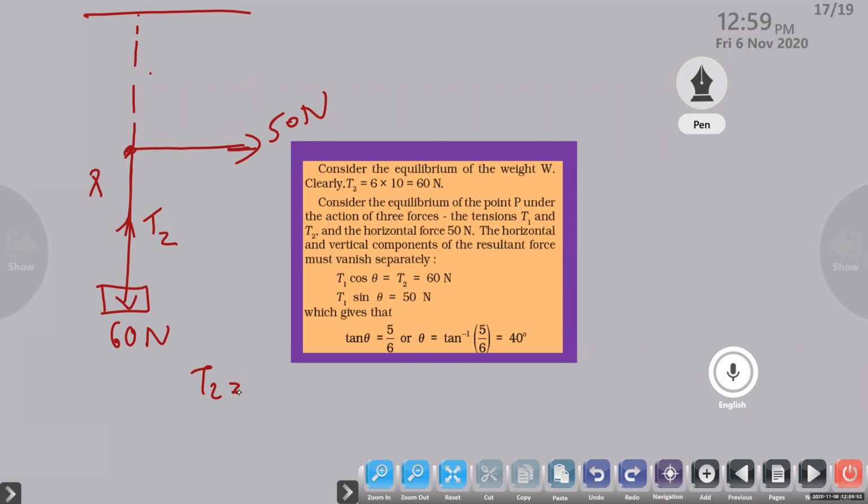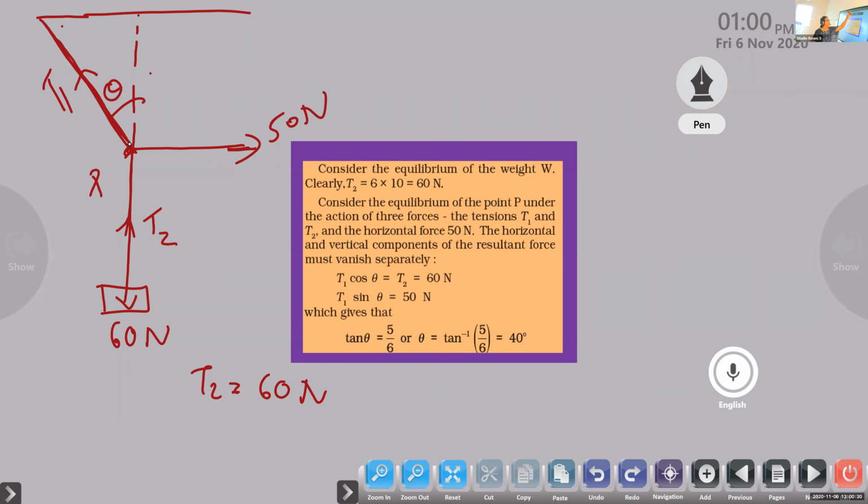T2 is also 60 Newton. So from this idea only, we equated that T2 is acting vertically. The question is, suppose there is a tension T1 acting in a slanting way, making an angle theta. Find that angle theta. That is our question. Clear? Okay. So now, what is T1 in this case?